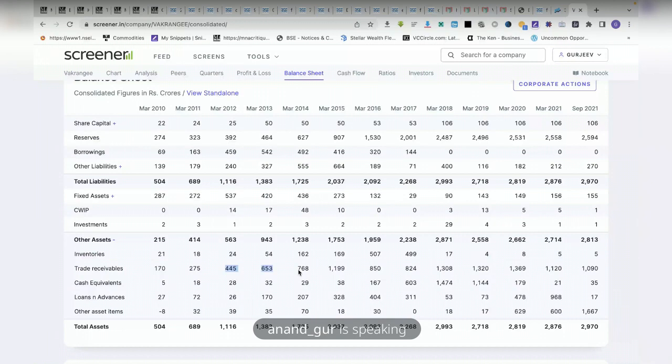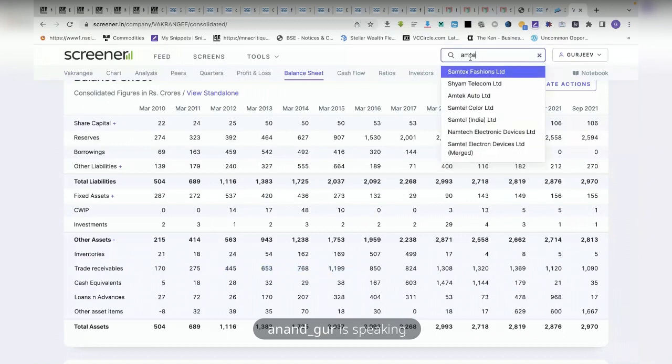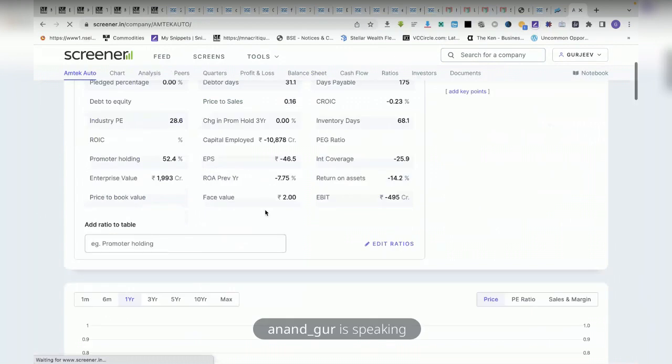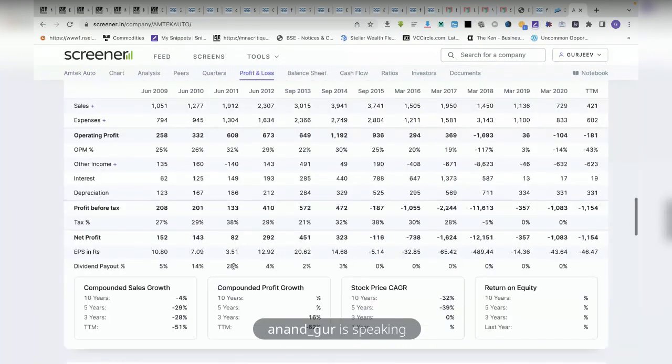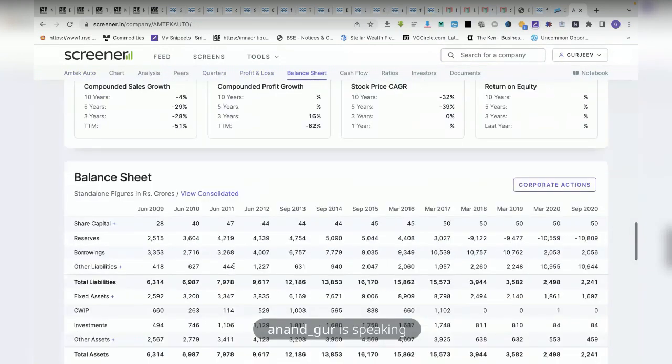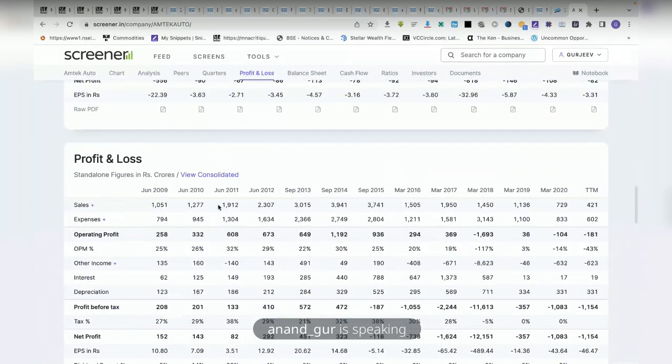But in the case of Ampec Auto, which we discussed, what was happening over here? My asset turnover was much more than 1. 3347 is my asset and 1912 is my sales. Much more than 1. Yes or no? Yes, sir.